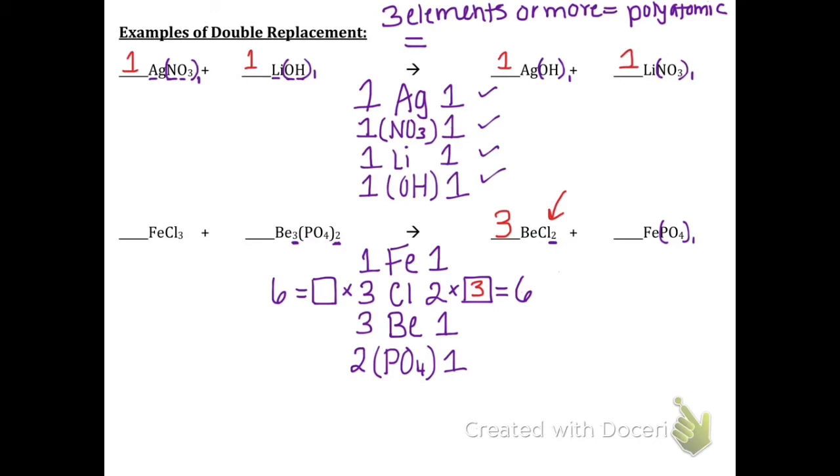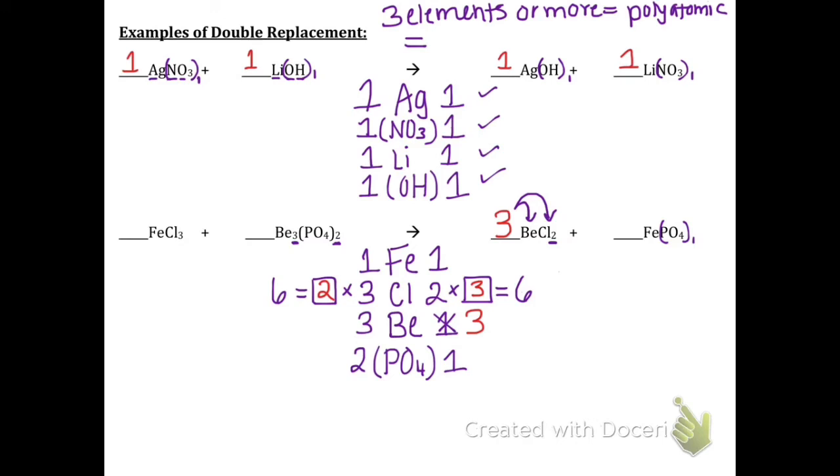Now remember, when you put that number in front, you affect all the other elements. So beryllium doesn't have 1 anymore. It now has 3. And then 3 times 2 is 6, and that was accounted for. Now let's do the other side. So here, 3 times 2 is 6.